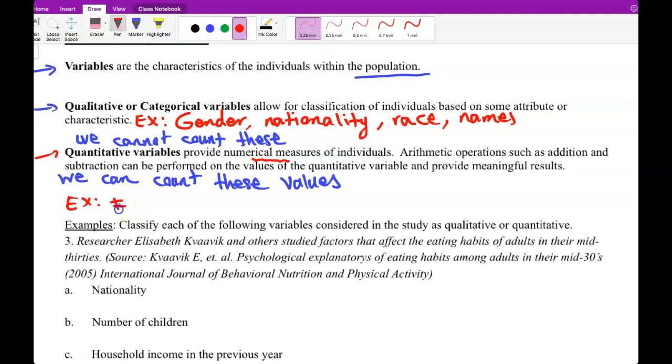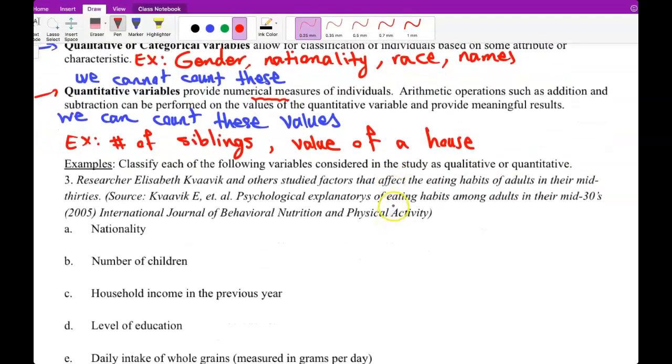Example, we can have number of siblings. So this is a number. I'm able to count them. Another is the value of a house. Since I have this one value, we have a number for this. What is the price of that house? We have a number. It's countable.